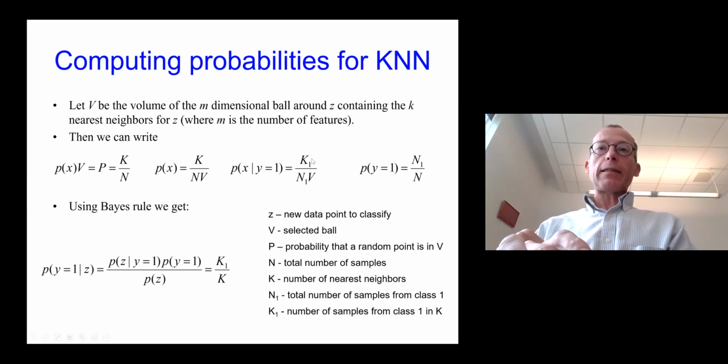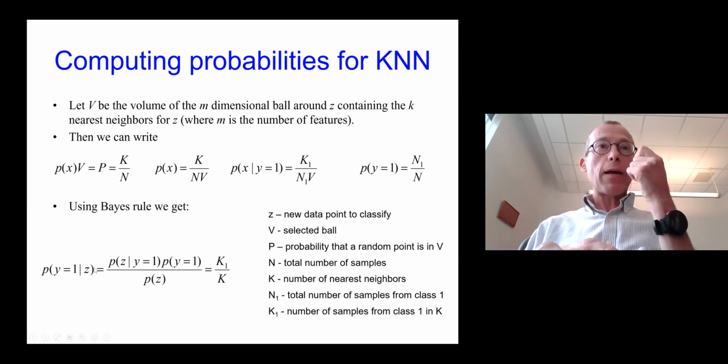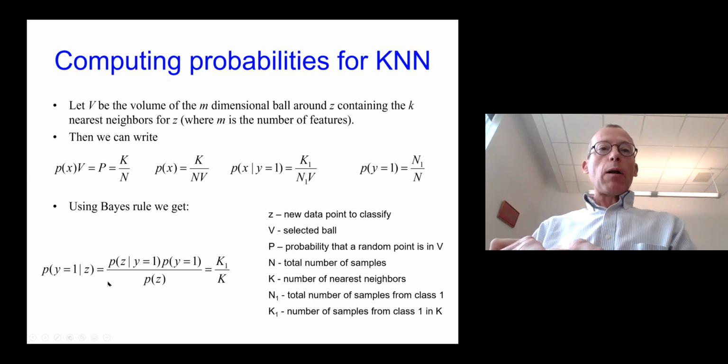Which we have here, right? This is k1 over n1 v. P of y equals 1, which we have here, n1 over n. And P of z, which, you know, x is just a generic name. Now we have a specific sample. P of z is k over n v. And if you put everything together, v cancels out. Most of the things cancel out. And we end up with k1 over k.